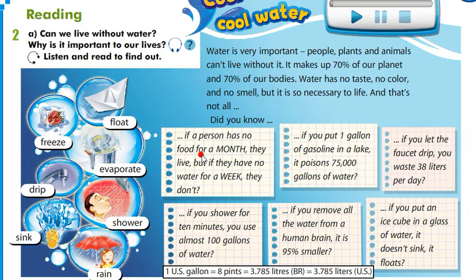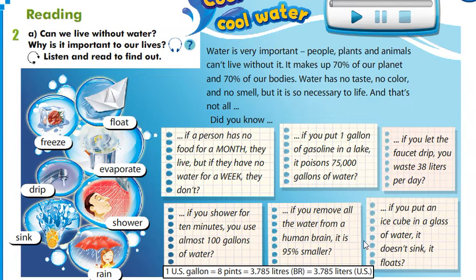If a person has no food for a month, they live. But if they have no water for a week, they don't. If you put 1 gallon of gasoline in a lake, it poisons 75,000 gallons of water. If you let the faucet drip, you waste 38 liters per day. If you shower for 10 minutes, you use almost 100 gallons of water. If you remove all the water from a human brain, it is 90% smaller. If you put an ice cube in a glass of water, it doesn't sink, it floats.